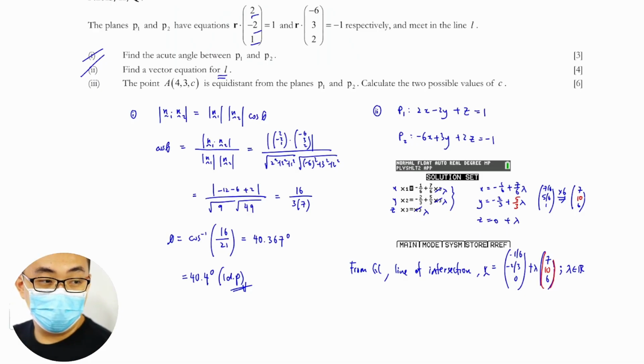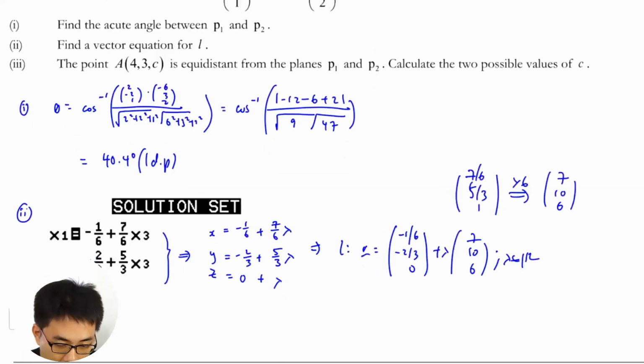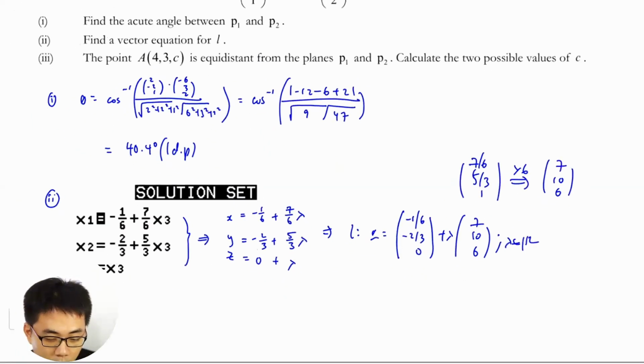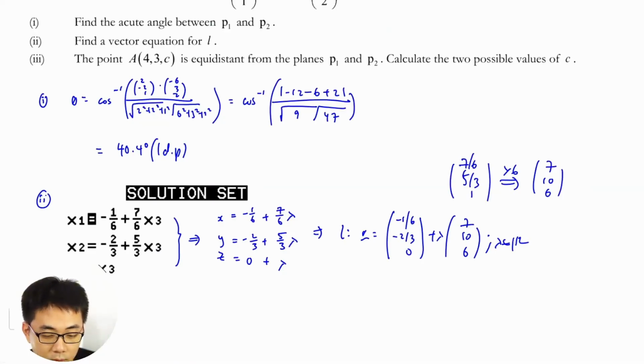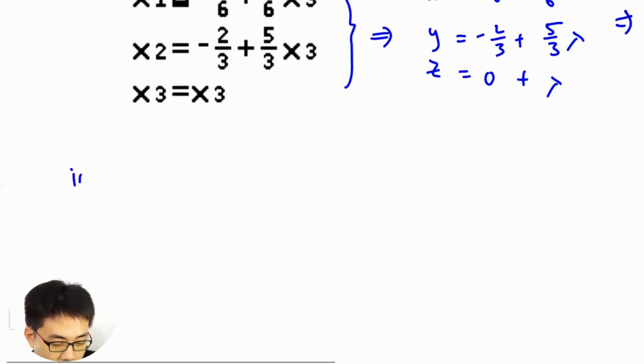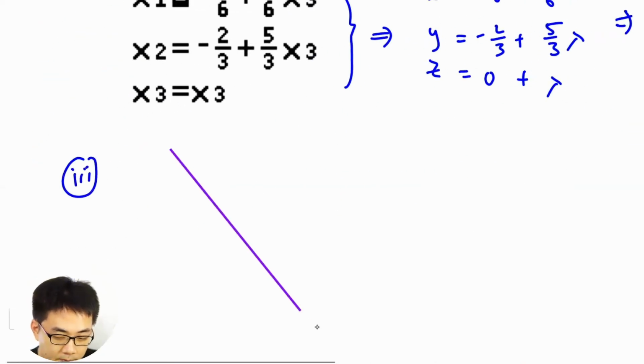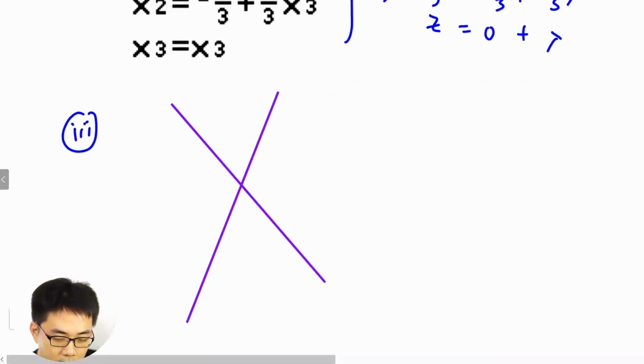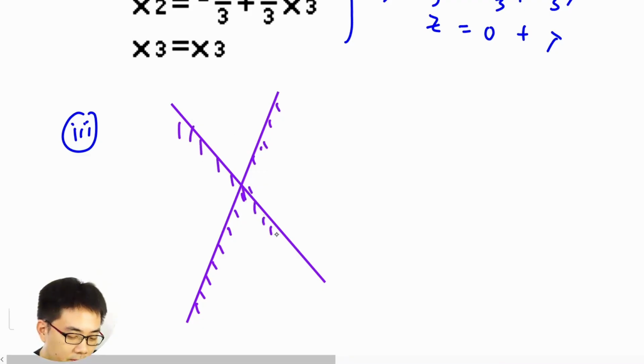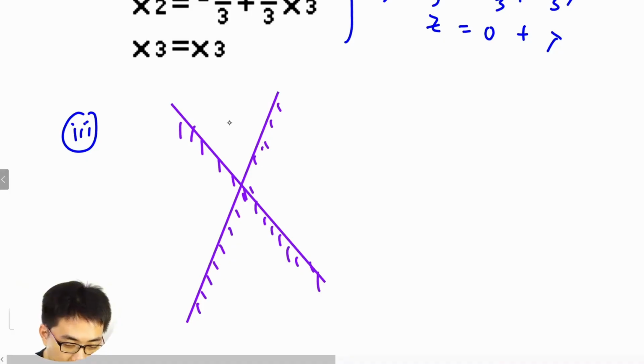How to do the third part. You are told that point A is equidistant from planes P1 and P2. Calculate the two possible values of c. Visually, when you draw it out, it looks like this. This is plane 1. I'm drawing the cross-section. This is plane 2. You have a point A.